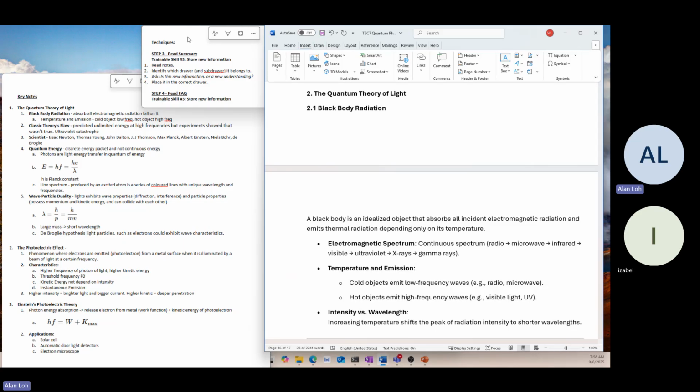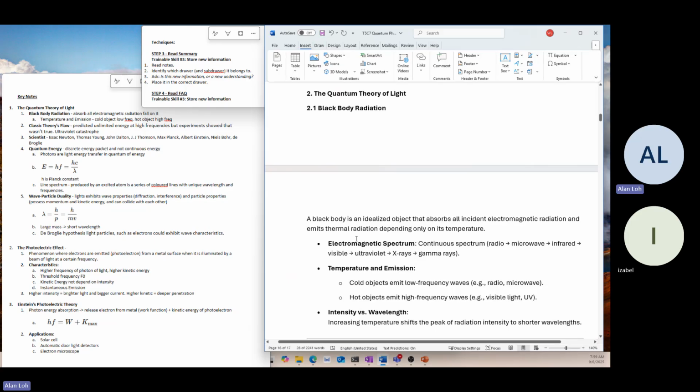So you see this technique. Technique number 1, read the notes, which is what we did just now. Step 2 in this technique is identify which drawer or which sub-drawer it belongs to. So can you tell me which drawer or which sub-drawer it belongs to? It goes to the light bulb drawer and then into the black body. Excellent. Right. Then once you read this, let's take 10-20 seconds to read it by yourself.